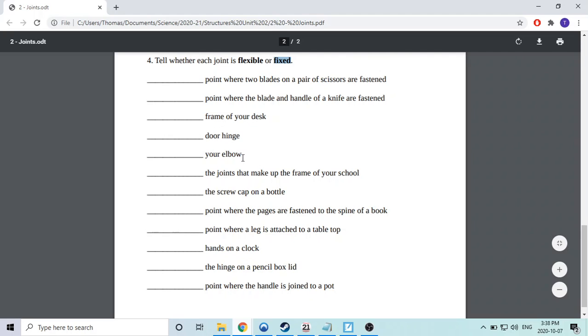Your elbow. Is your elbow able to move or not? The frame of your spool. Should those joints be movable or not? Screw cap on a bottle. Point where pages are fastened to the spine of a book. Where the leg is attached to a tabletop. Hands on a clock. The hinge on a pencil box lid. And point where the handle is joined to a pot, like a cooking pot. Okay?